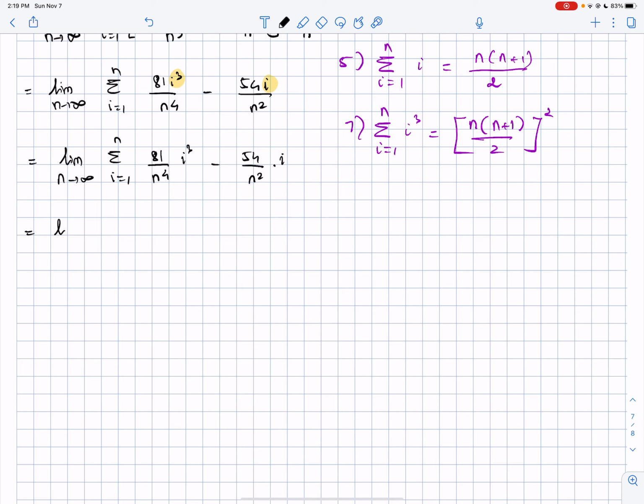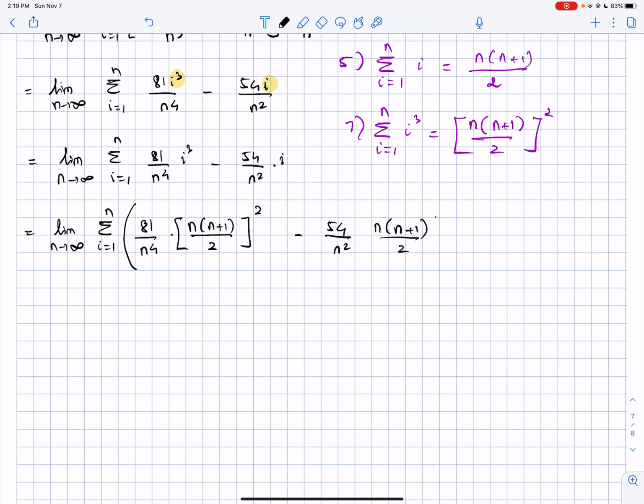So we will have the limit as n goes to infinity of the sum, i equal to 1, of 81 over n to the 4 times, for i cubed, n times n plus 1 over 2, squared, minus 54 over n squared times, for i, the formula n times n plus 1 over 2.